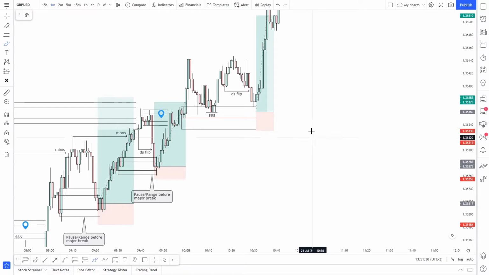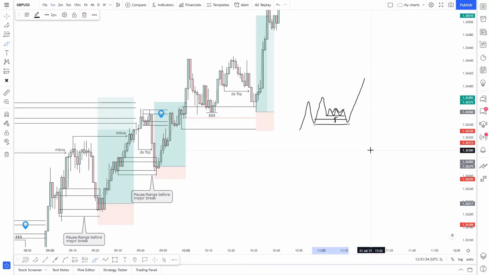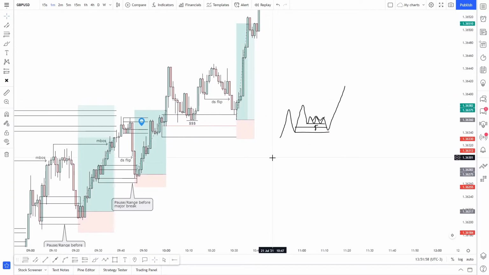I don't know if you remember the pattern that we had a couple of times, which was something like this, and created liquidity, mitigated the area, and then went up, right? So say that's liquidity, didn't draw it correctly. We saw this trade, I think, twice, and I made a video on it. But basically something like this. This is the structure that I was kind of waiting for.